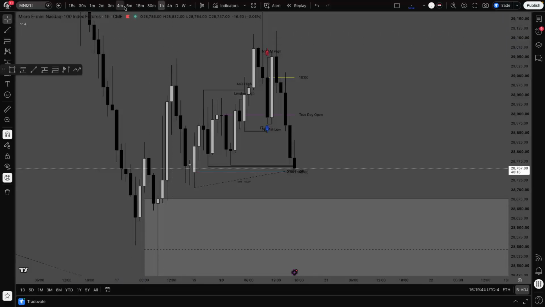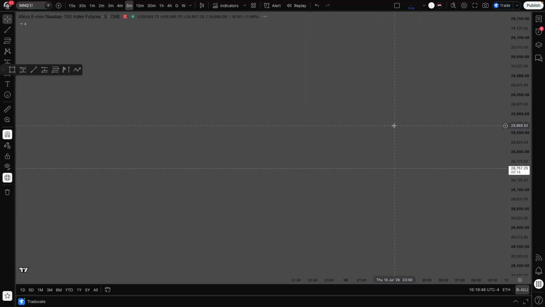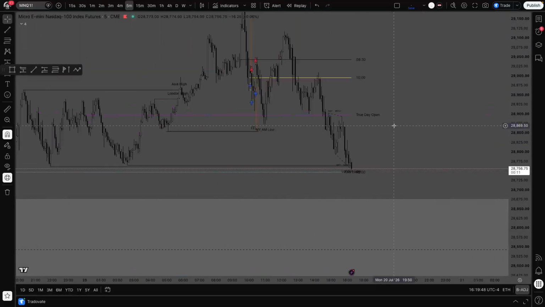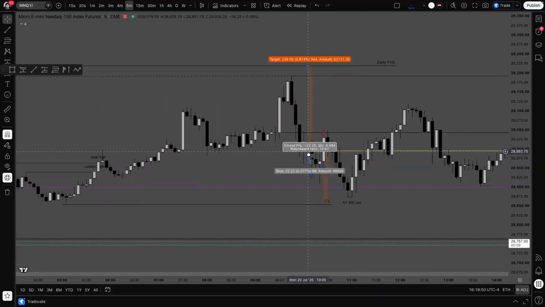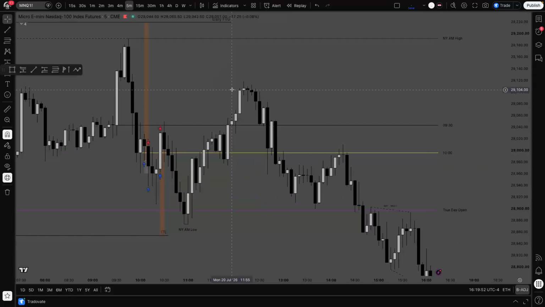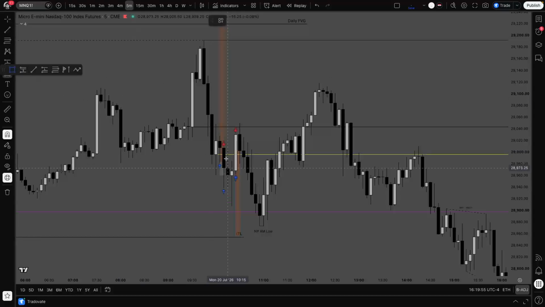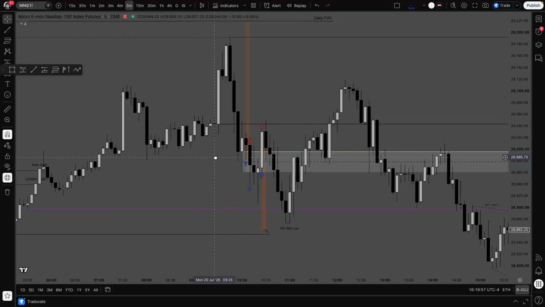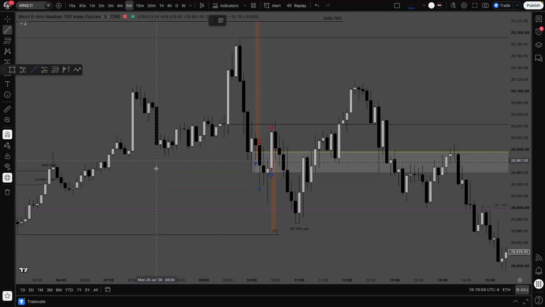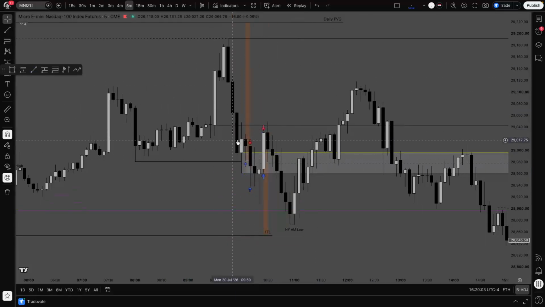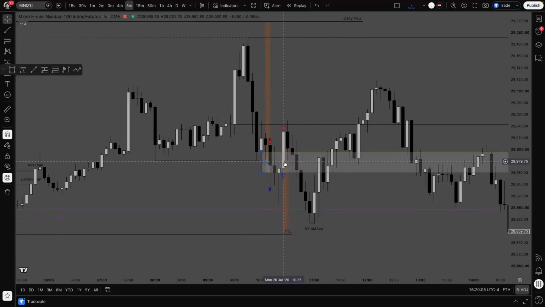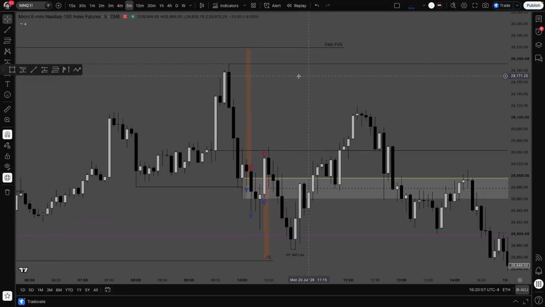Looking into the 10 a.m. setup that I wanted to take, it was pretty simple actually. We had a rejection block forming right out of 10 a.m., which was this one right here. It was a rejection block because we had this data low that it rejected, and I wanted to see the CE up into the daily fair value gap.